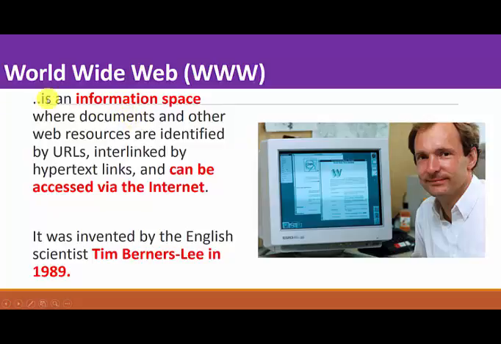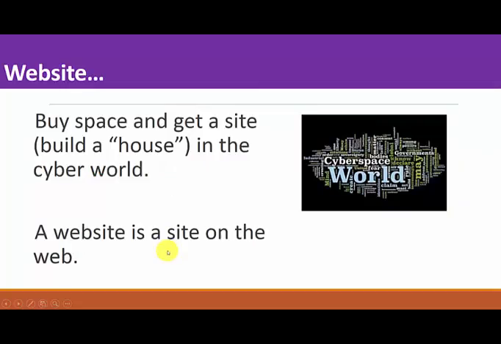Now, we're talking about the World Wide Web. This is the person that invented it in 1989, an English scientist, Tim Berners-Lee. The World Wide Web, www, is just an information space where documents and resources are stored and linked via the internet. So, for the website, you go buy a space there and get a site or build a house, in quotes, in the cyber world. So, to put it literally, the website is a site on the web.